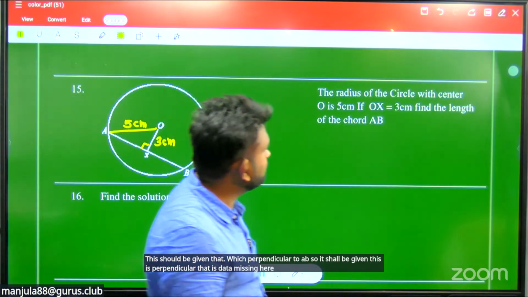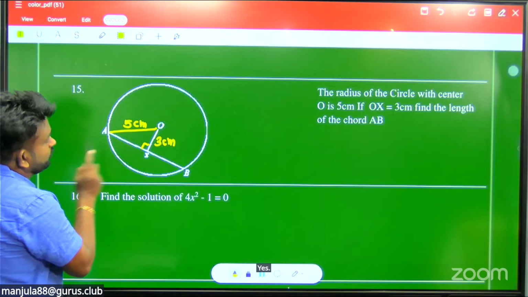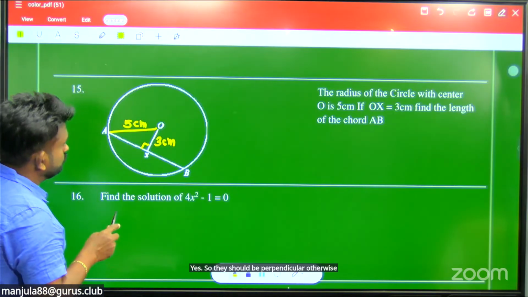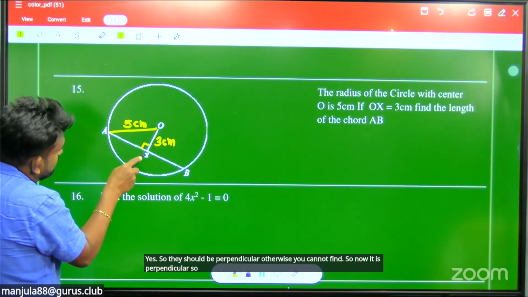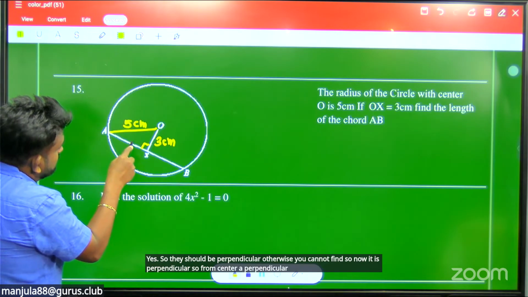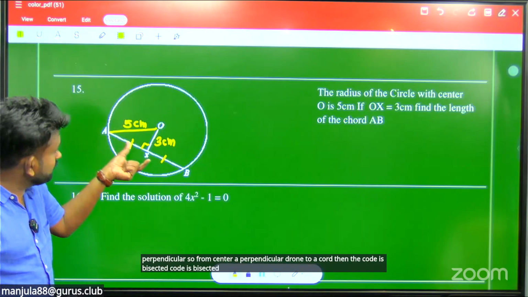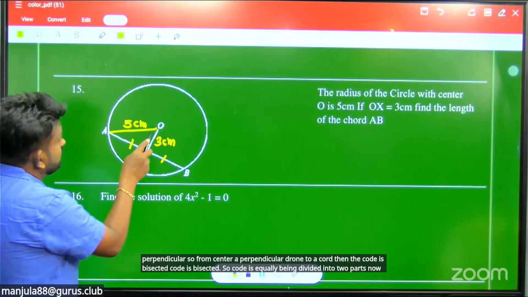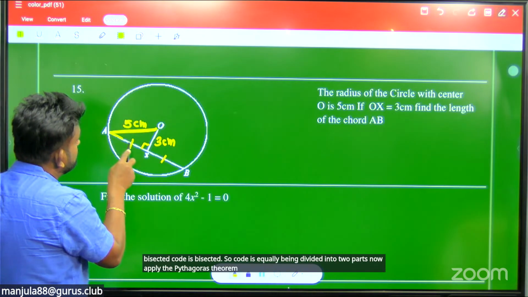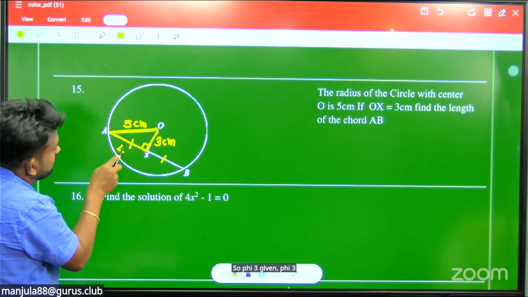It's not given here, right? So that should be perpendicular, otherwise you cannot find. So now it is perpendicular. From the center, a perpendicular drawn to a chord, then the chord is bisected, so the chord is equally divided into two parts. Now apply the Pythagoras theorem. Here 5, 3 given means this is 4 centimeter.